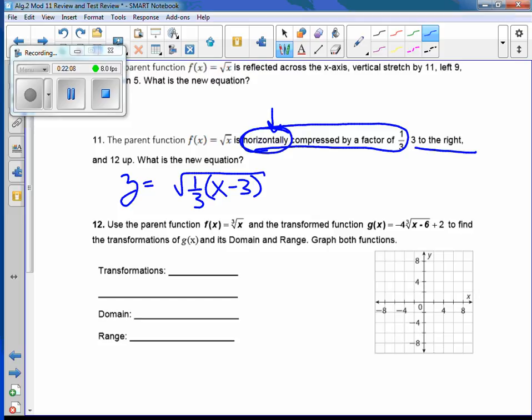So again, please try to remember, you always do the opposite. So that's going to be minus 3, and then it says, and 12 up. So let's do plus 12 goes out here. All right, what's the new equation? There you go. That's it.